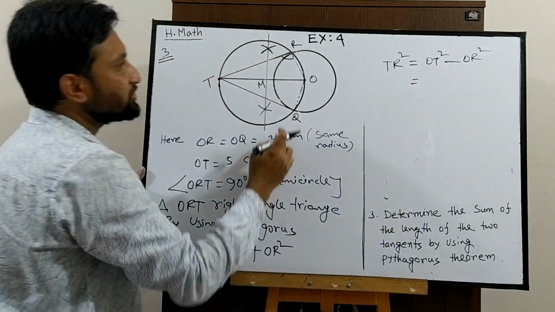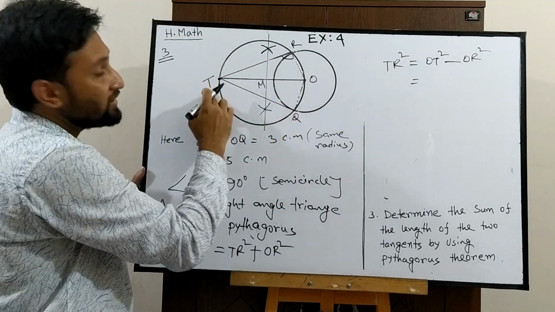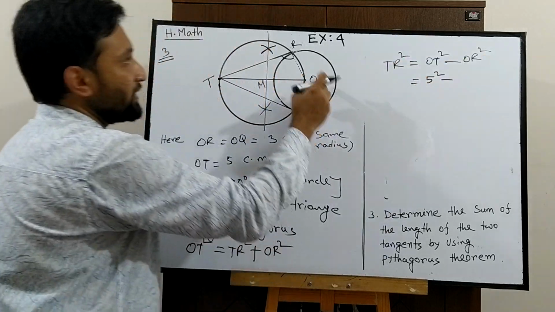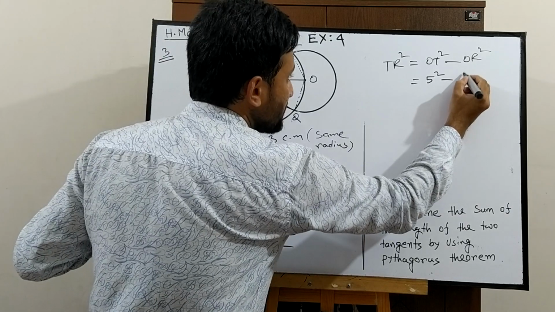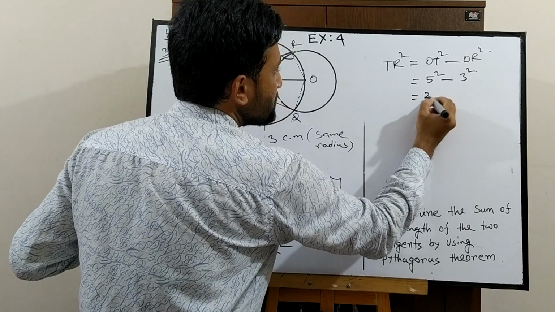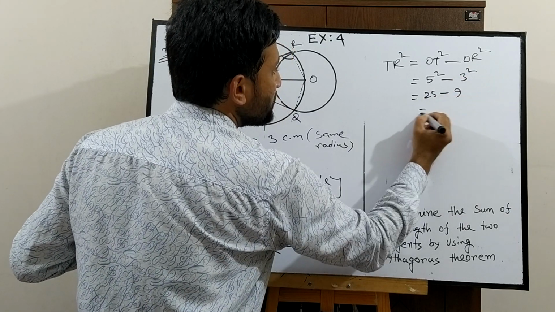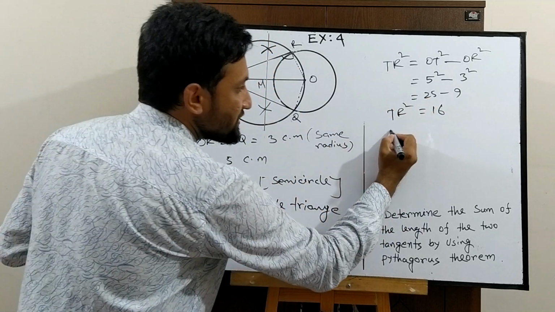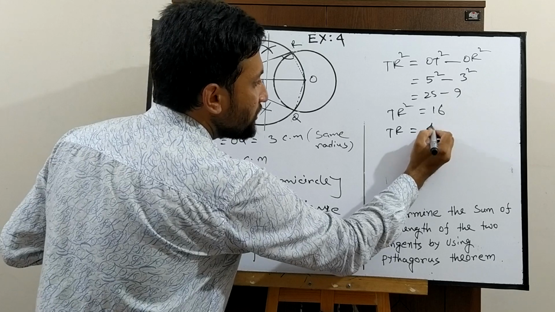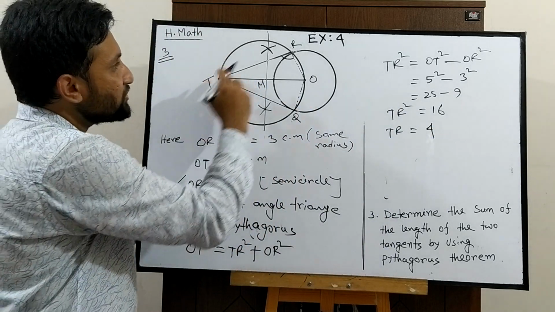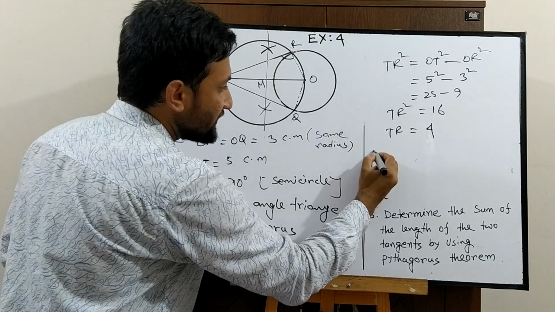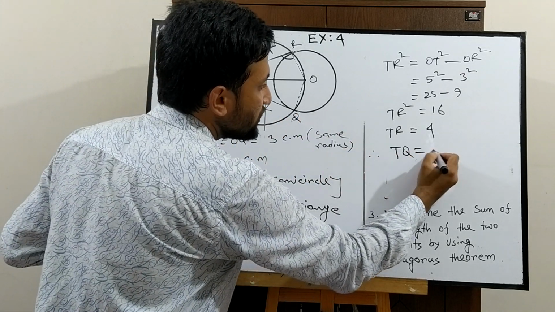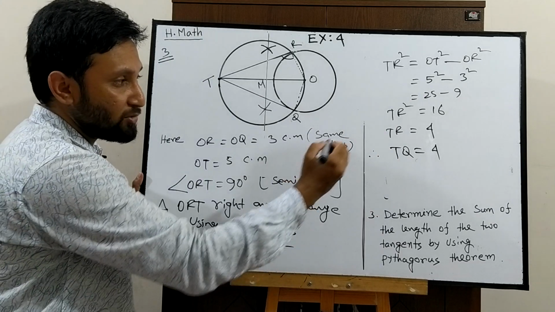The distance OT is 5, so 5 square minus OR, the radius, 3 square. That means 25 minus 9 equals 16. So TR square equals 16, and we can say that TR equals 4. So the tangent TR is 4. Another tangent, TQ, is also 4.